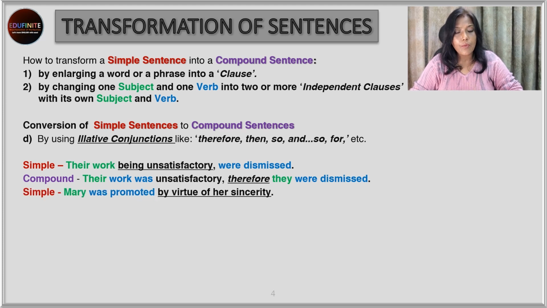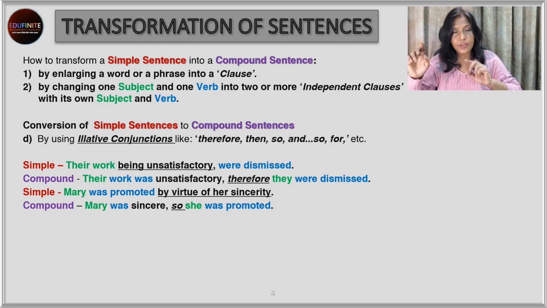Next, Mary was promoted by virtue of her sincerity. Now by virtue of her sincerity is the phrase which we need to expand. Now the compound sentence will be, Mary was sincere, so she was promoted. So what we have done? We have taken that by virtue of her sincerity, we expanded it and made it Mary was sincere, and we have joined it with she was promoted, and we have used the relative conjunction so.